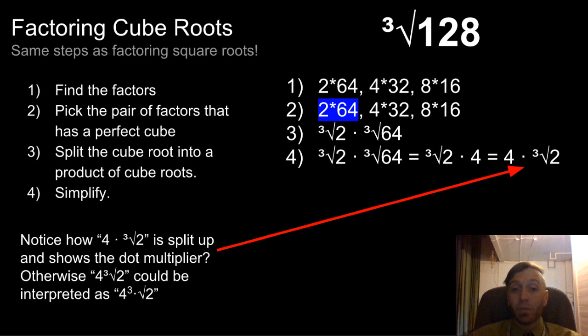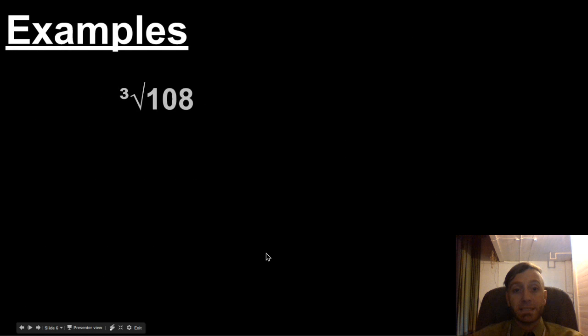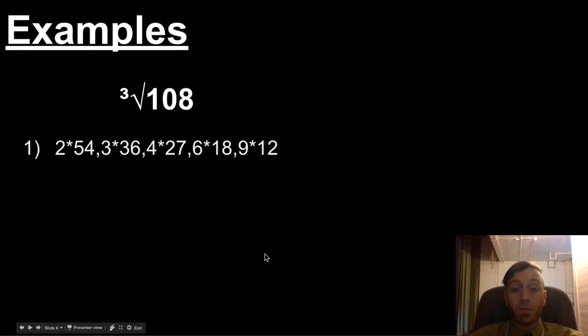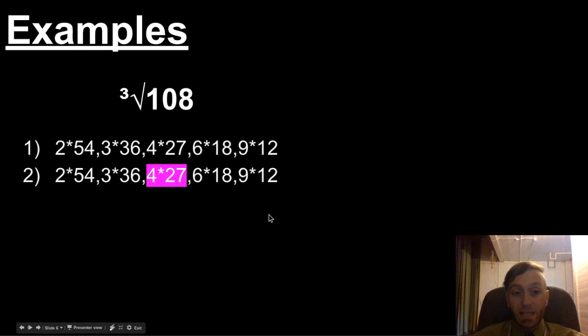So it's always clear where the coefficient is and where the cube root is. Let's look at some examples. So the cube root of 128. Our factors are going to be 2 and 64, 4 and 32, 8 and 16. There's only one of these that's a perfect cube. Do you see it? It's going to be 64.